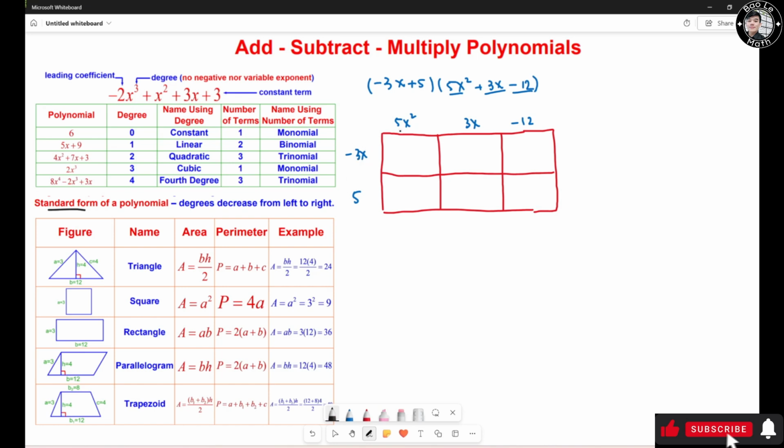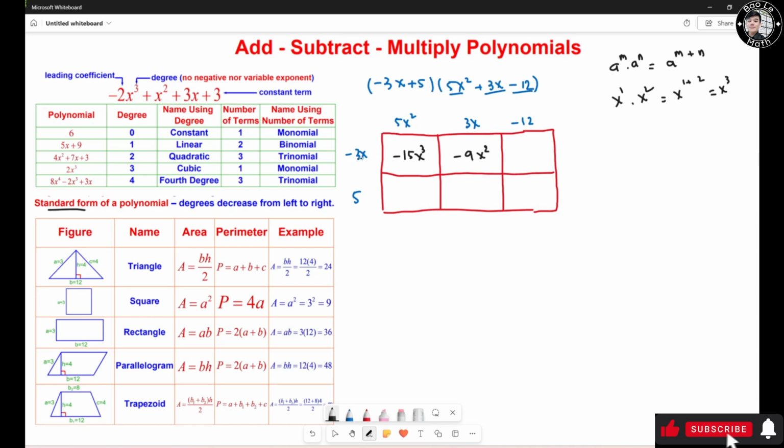Negative 3s times 5s squared is going to be negative 15s cubed, right? We're going to apply the formula a to the m times a to the n is a to the m plus n. Now we have s times s squared, this guy is s to the power of 1, so it's s to the power of 1 plus 2, which is s to the power of 3. That's why we get s to the power of 3 right here. Now negative 3s times 3s is going to be negative 9s squared.